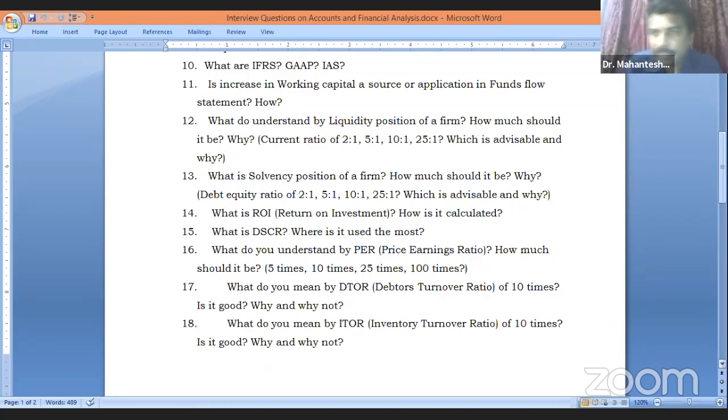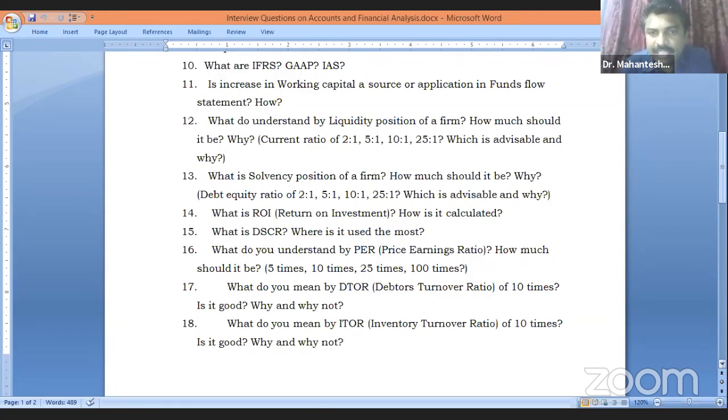Return on investment explains how much return we get per rupee of investment, and it is calculated with the formula PAT by investments. PAT is profit after tax divided by total investments. DSCR stands for debt service coverage ratio. It is used mostly by banks. When a company wants to take a loan from the bank, the bank is interested to know how much the debt service coverage ratio is.